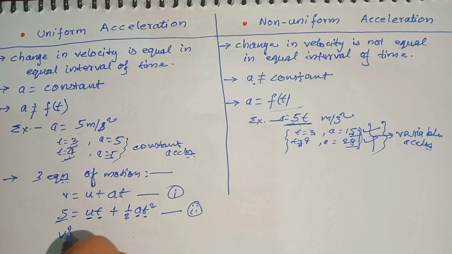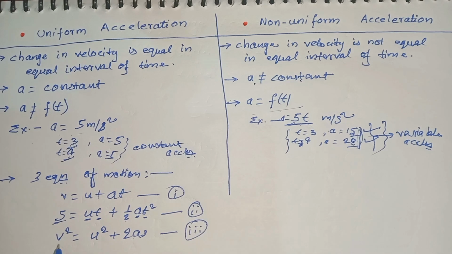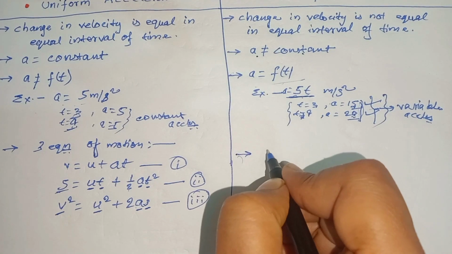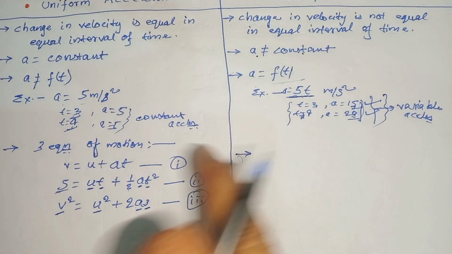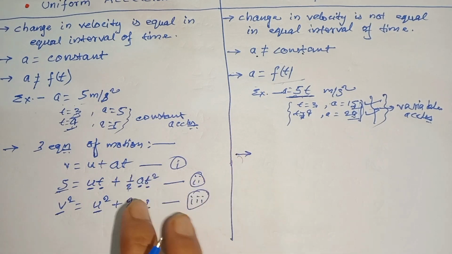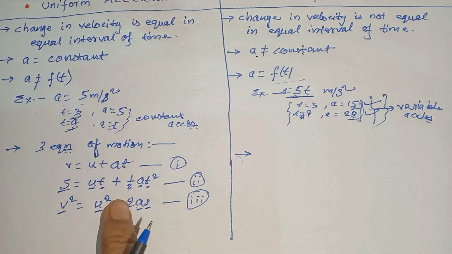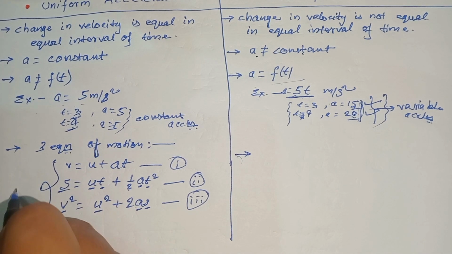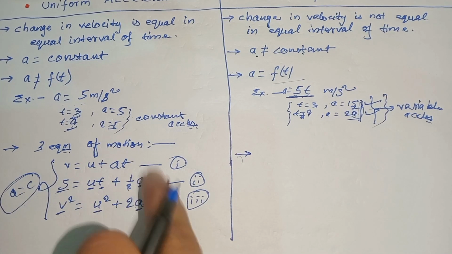And another one is v square equals u square plus 2as. This is the third equation. V is final velocity, u initial velocity, a is acceleration, s is displacement. Generally, when acceleration is not constant, the numericals we get in the question paper will not be solved using these. These formulas are only for uniform acceleration, where acceleration is constant.